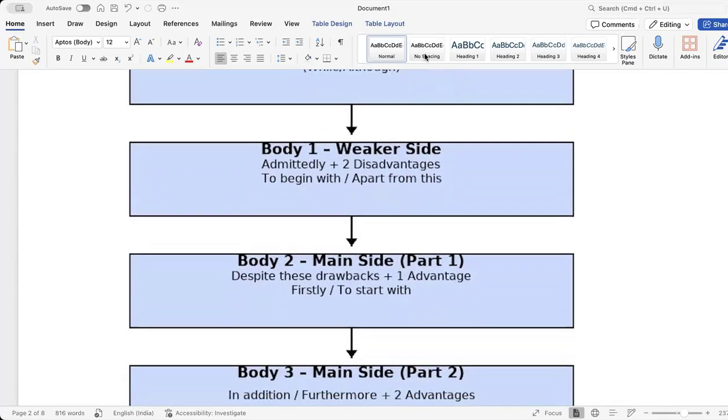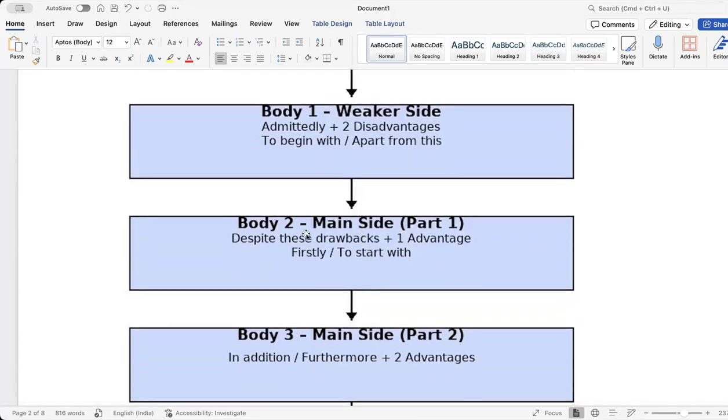After that, I switch over to the main side and then I use the connector despite, and I'm going to teach you the usage of this word later on. So first I use the despite connector and then I write the points for the main side, which are my advantages. I write two body paragraphs here. There are two reasons why I write two body paragraphs here. First, I want to clarify to the examiner that this is my stronger side. If I'm writing two body paragraphs for this, it makes it clear. Plus, automatically, my points are going to be more. So that makes it more effective.